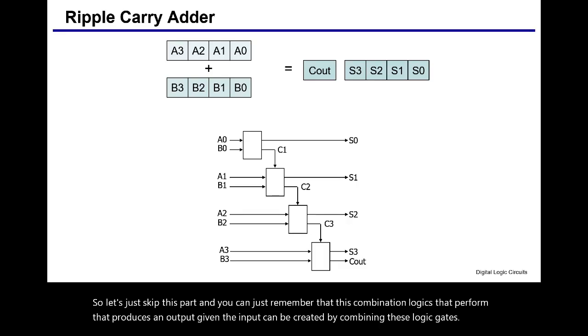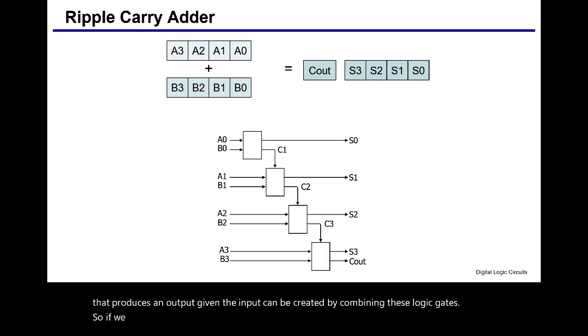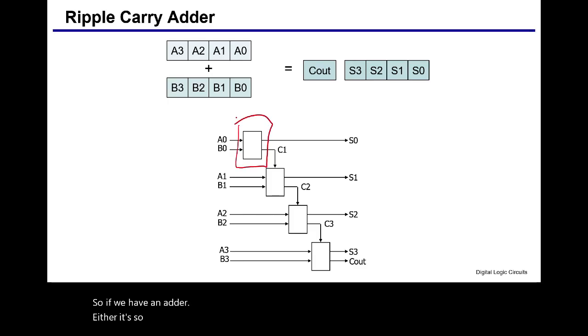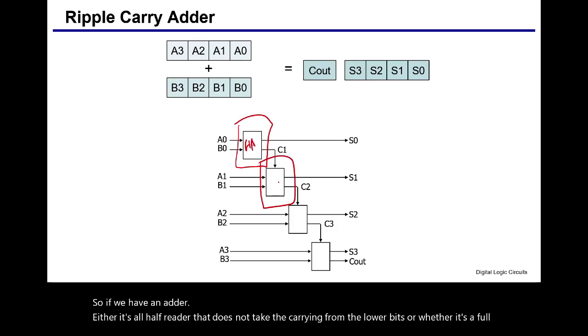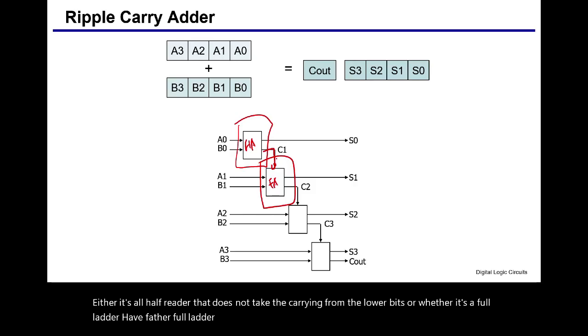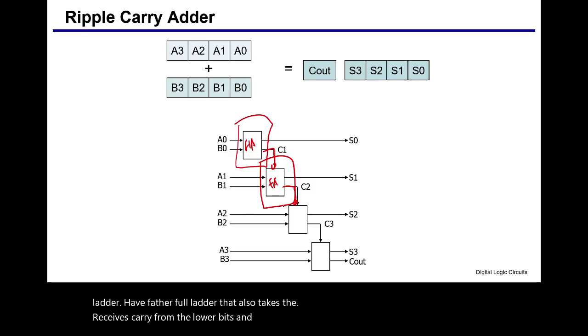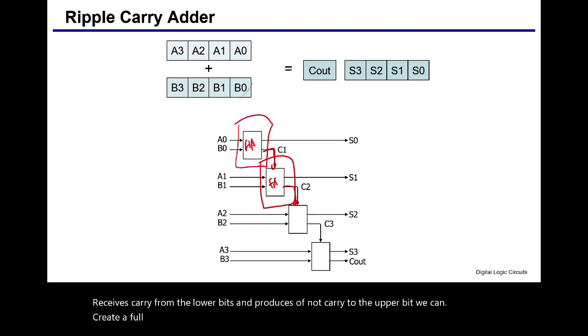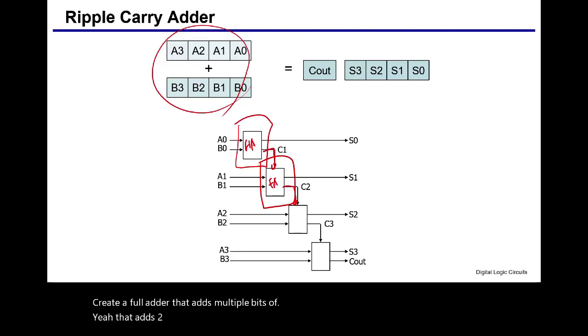Okay, so if we have an adder, either it's a half adder that does not take the carry in from the lower bits, or a full adder that also receives a carry from the lower bits and produces another carry to the upper bit, we can create an adder that adds two integers that have multiple bits each. In this case, we are adding two 4-bit integers.